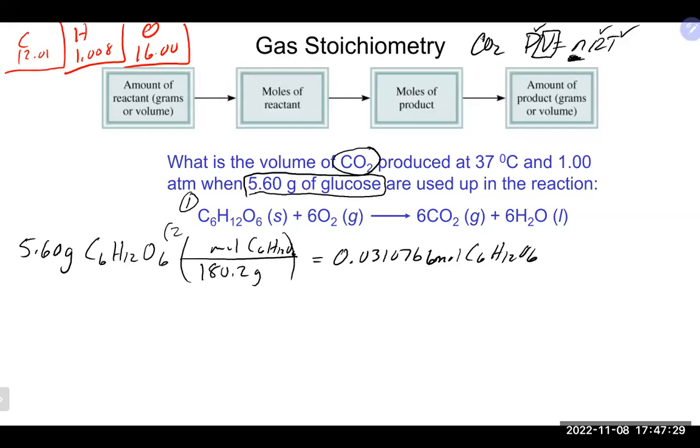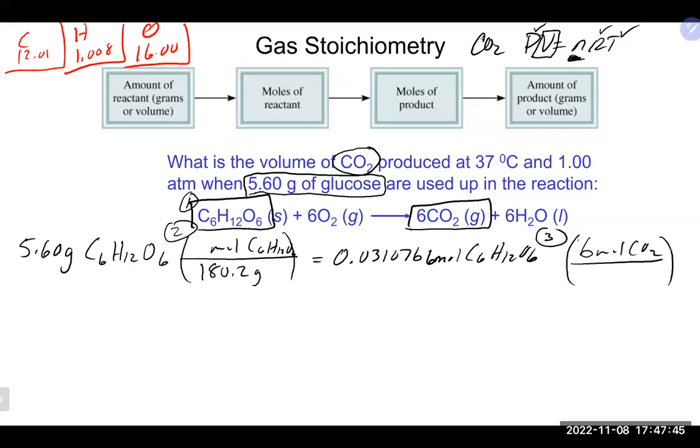So we'll do really step number 3 here, which is the mole to mole relationship. From the equation, we have 1 mole of glucose and 6 moles of CO2. So putting the CO2 up on top gives us 6 moles of CO2 to our 1 mole of glucose here. Moles of glucose will cancel. We're going to times this by 6 basically, and we will end up here with 0.1865 moles of CO2.